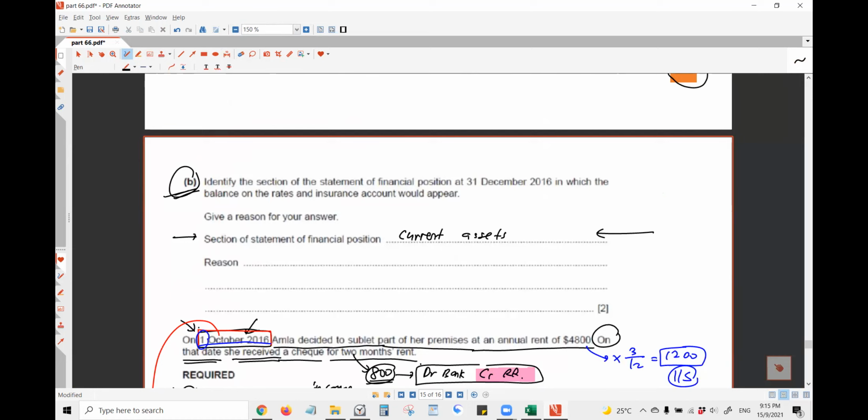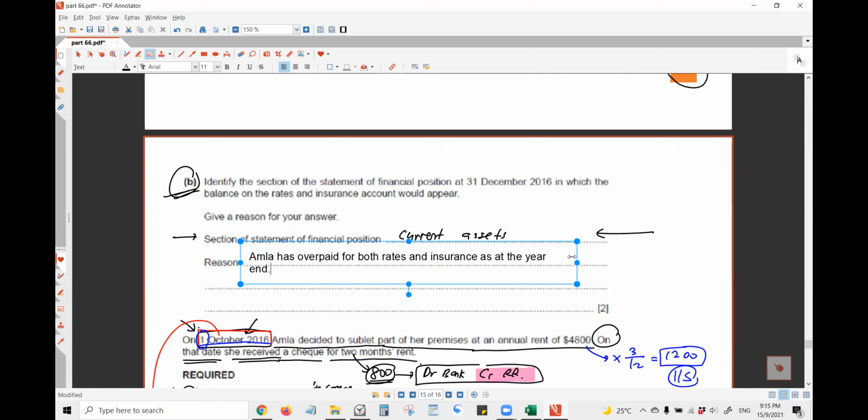Okay, what is the reason? The reason you should write is overpayment. AMLA has overpaid for both rates and insurance as at the year end. I give you a bit of time, you write this.